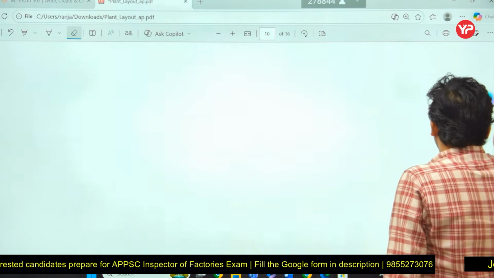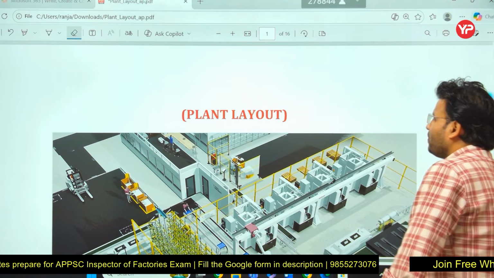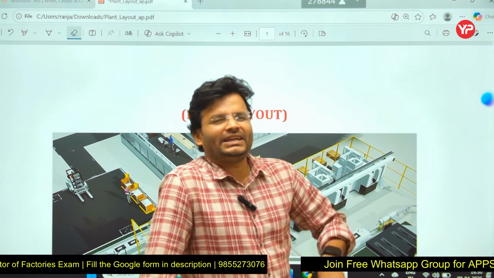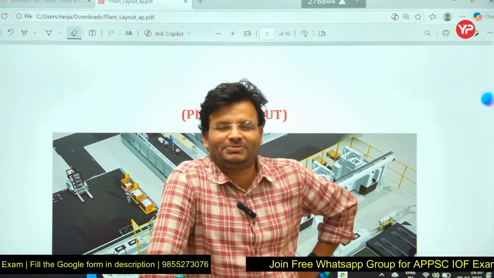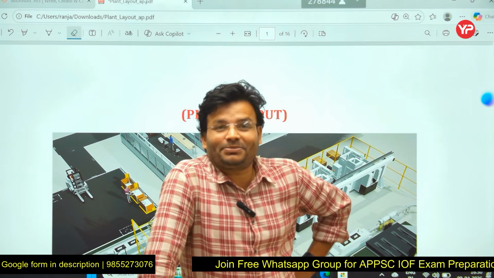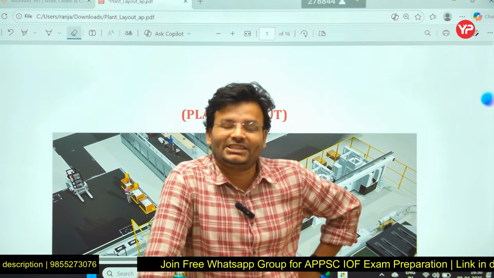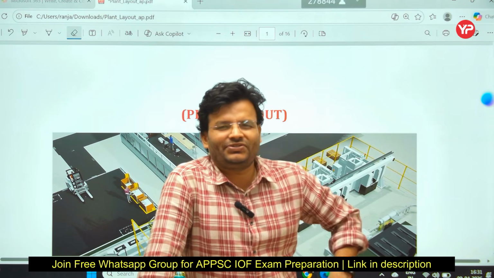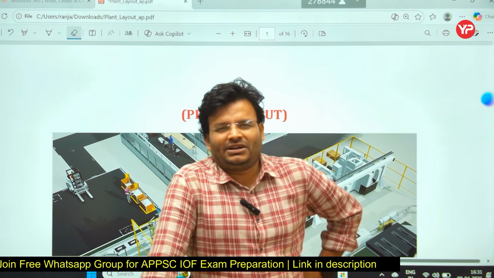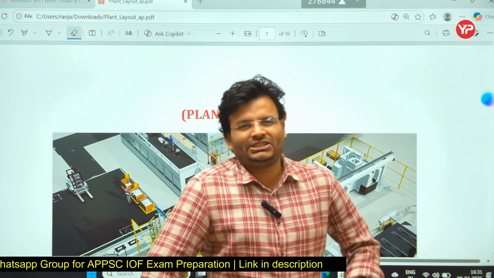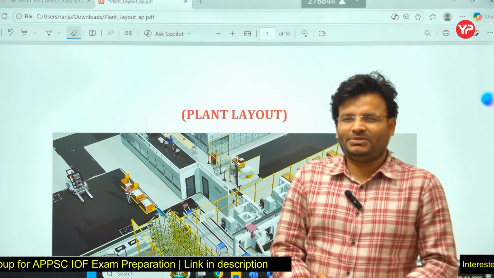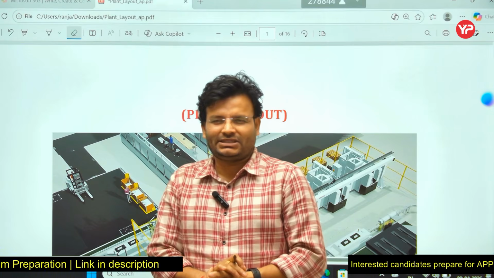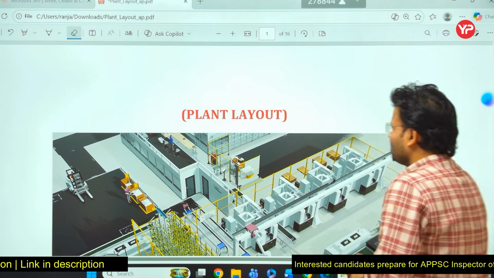So my dear friends, let's start with plant layout. Tell me, what do you mean by plant layout, and why is it necessary for a factory inspector to study this chapter? It is very important. In recent years, factory inspector vacancies have been notified in different states, because there is a requirement for factory inspectors in every state, and that's why it is being asked.